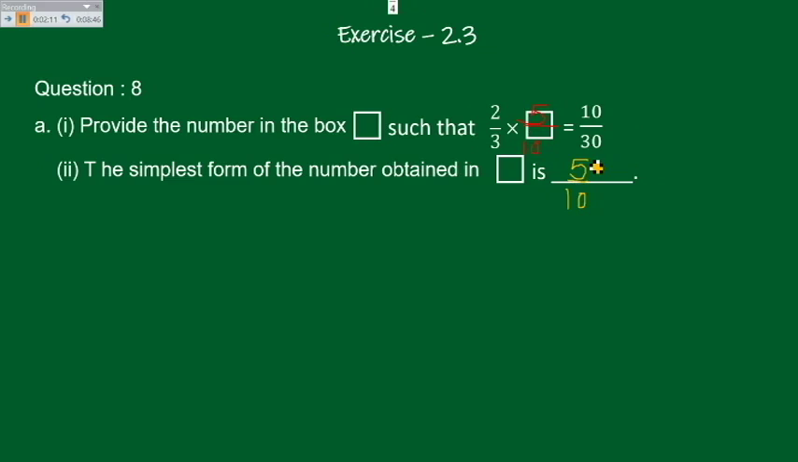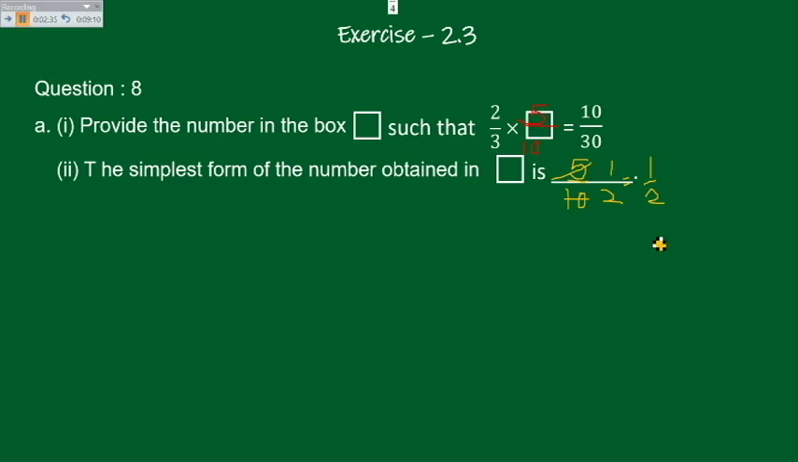So read the table of 5. Divide by 5. 5 ones are 5 and 5 twos are 10. So your answer will be 1 upon 2. Okay. So what will be your answer? Your answer will be 1 upon 2.